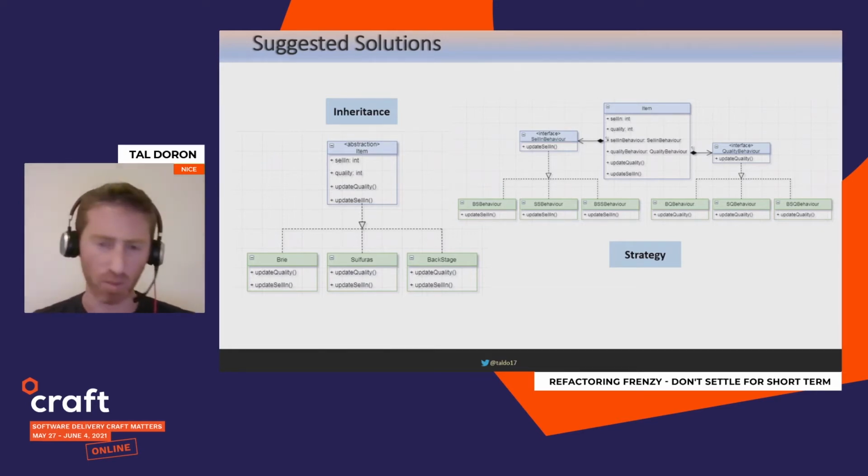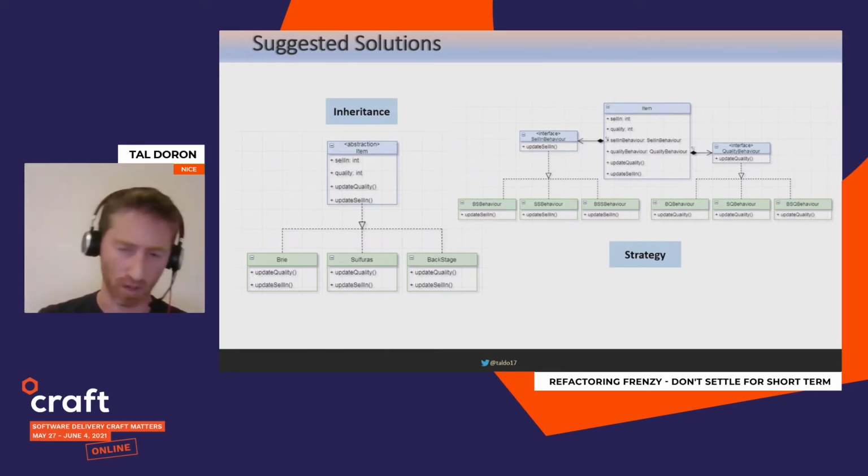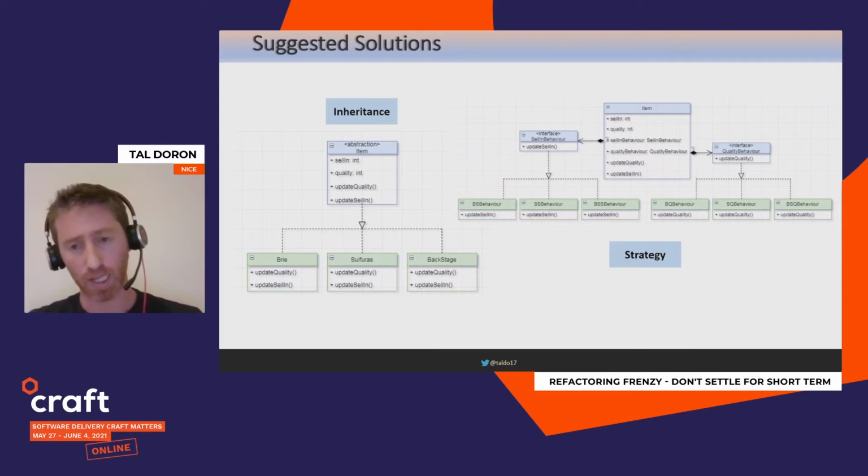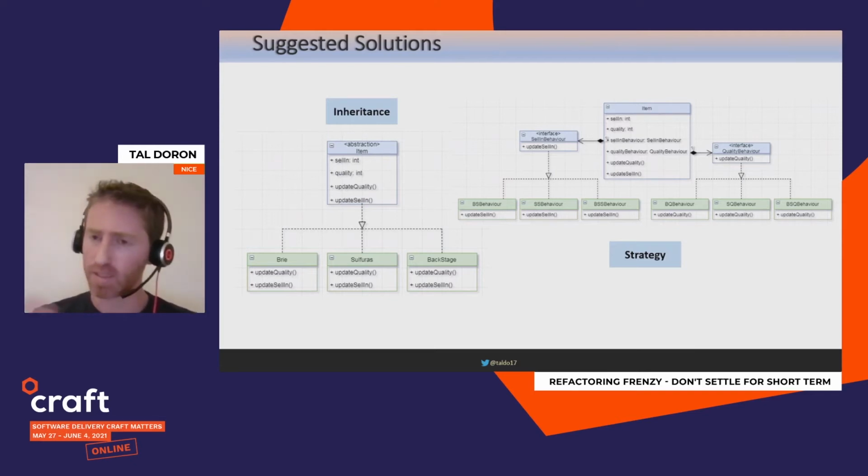And of course, there are many more solutions. These are solutions that are usually for people from the object-oriented world. Of course, there are functional solutions, and there are many things that we can do. Great. So do you remember that I told you this is a refactoring kata?